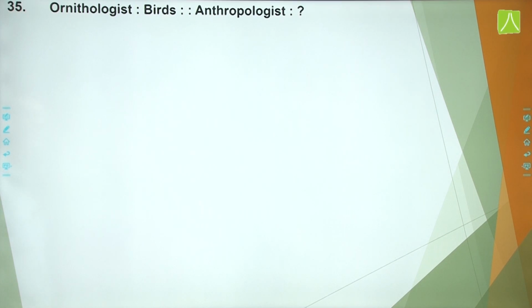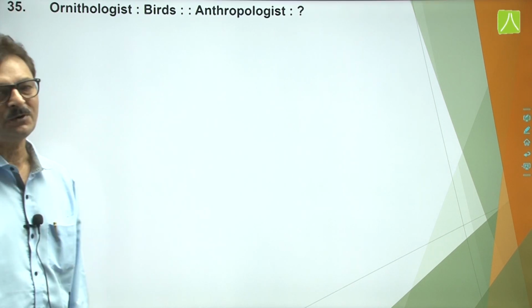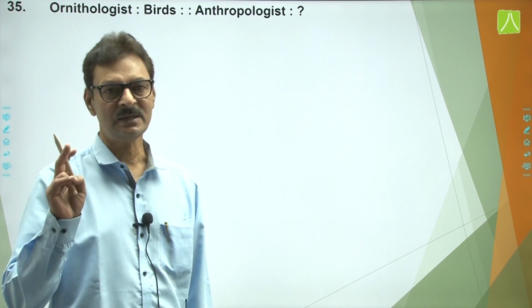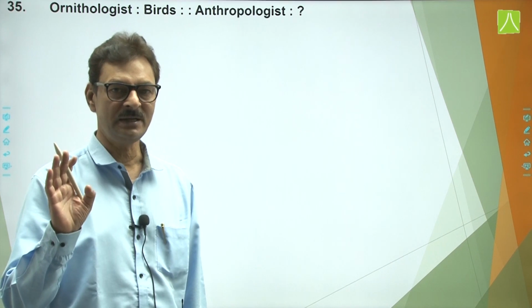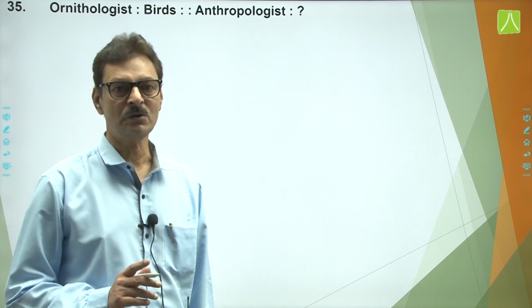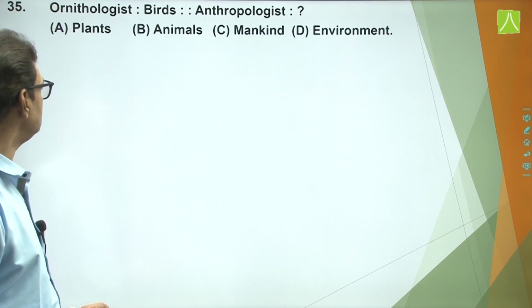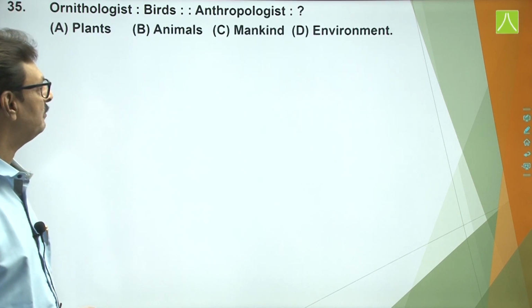Ornithology is to birds, anthropology is to what? Ornithology and birds, what is the relationship? This word L-O-G-Y should give you the clue: study. The study of birds is ornithology. And what is anthropology? The study of plants, animals, mankind or environment.